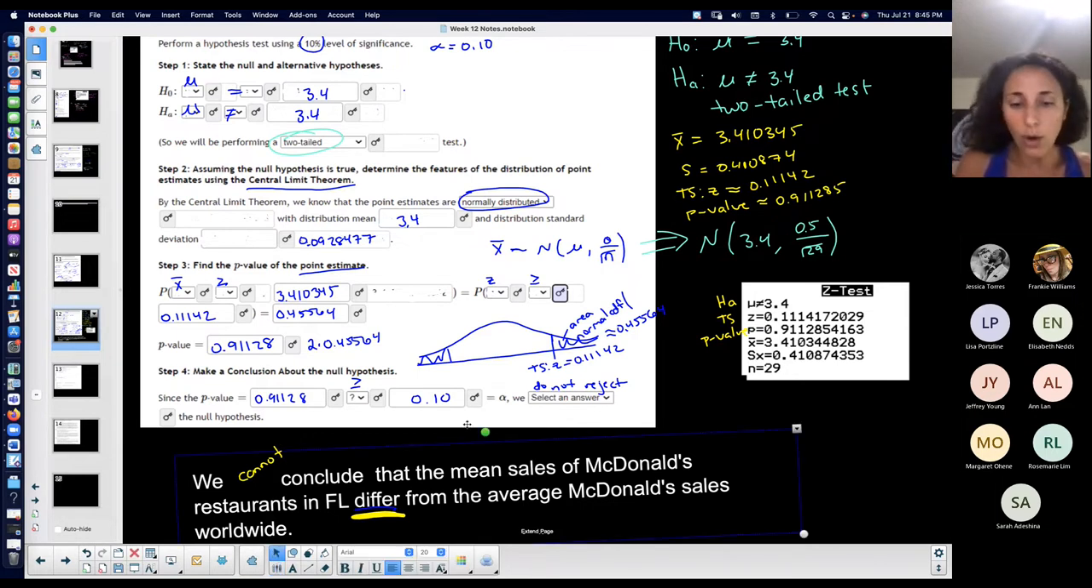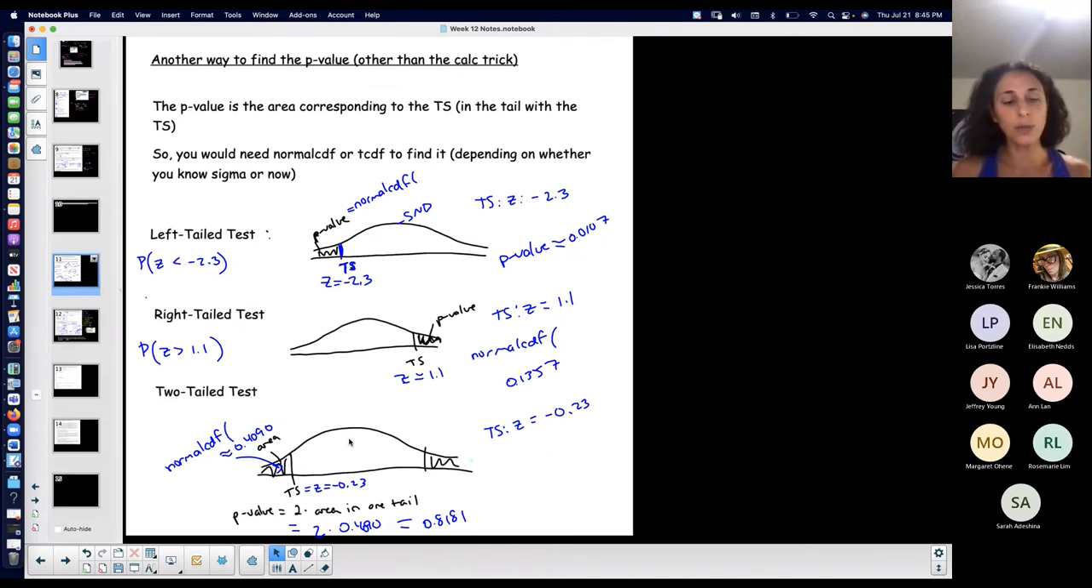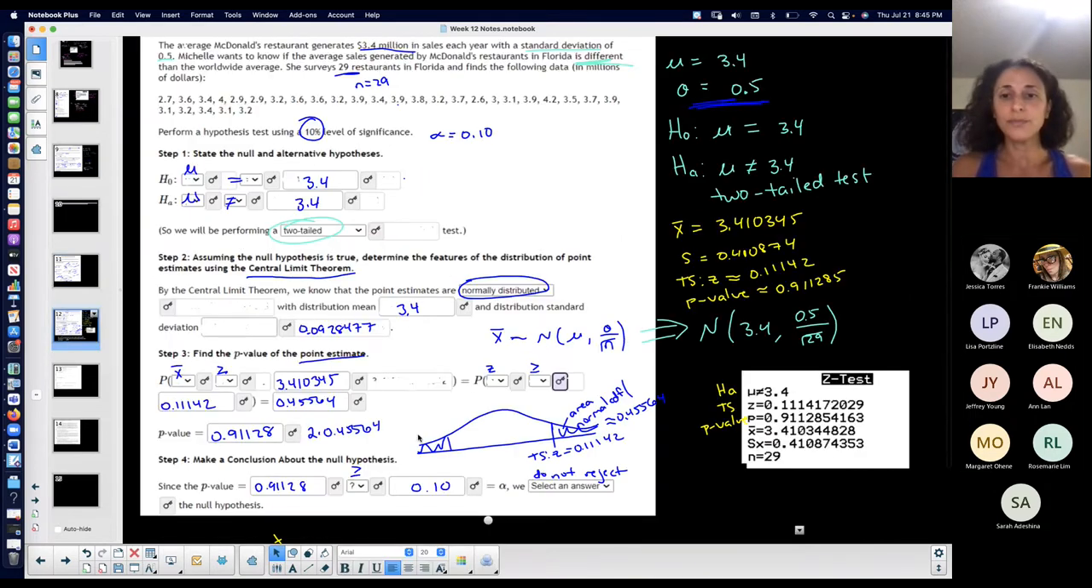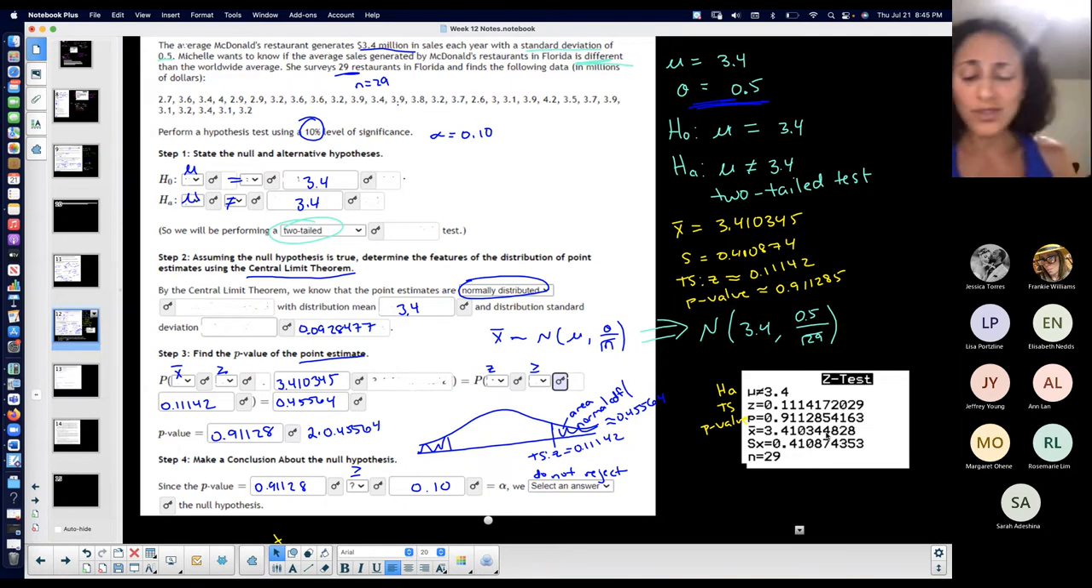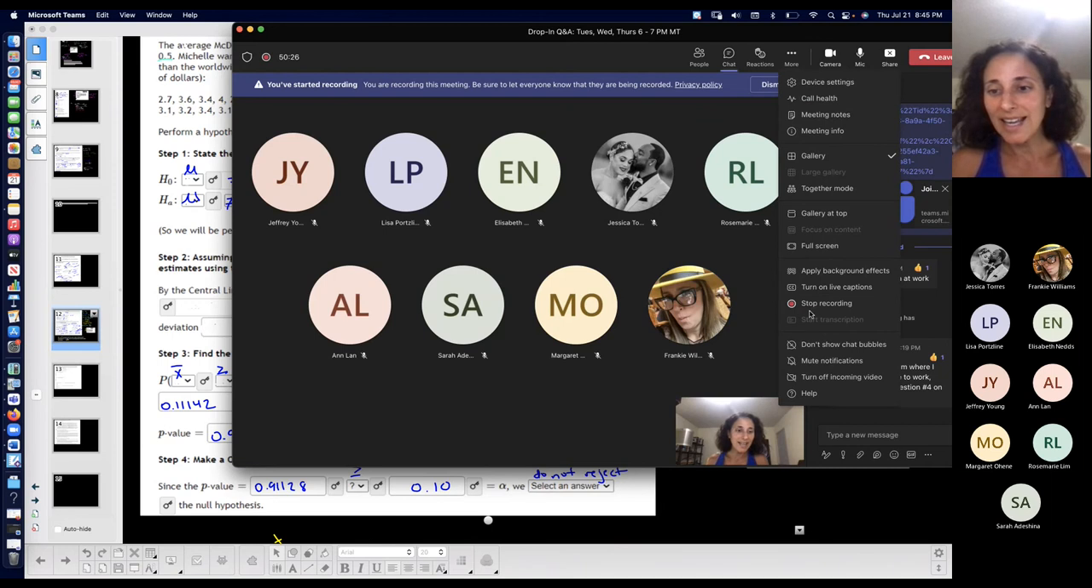So once again, this question is really just making you go through the old process of finding a p-value, but once you get through this question, you never have to do that process again because you have your trick, or whatever you use, Desmos, that gives it to you right away. You don't have to go through that. So I'm going to stop recording.